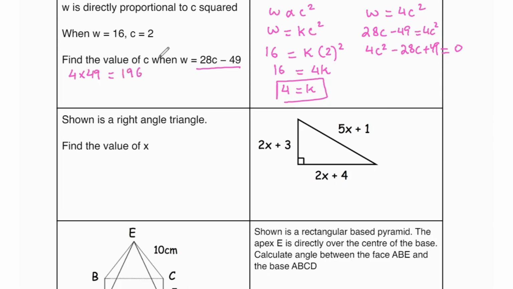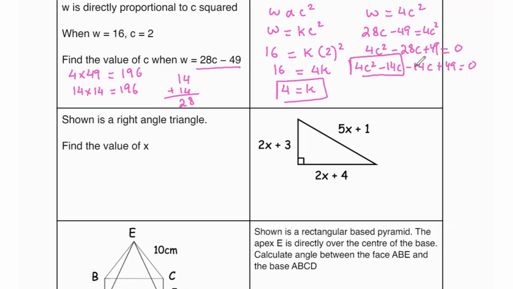Now we need to find factors of 196 which when added or subtracted give us 28. Now we know that 14 times 14 is 196, and 14 plus 14 is 28. So we can replace the middle term, which is negative 28c, by negative 14c minus 14c. Everything else remains the same.